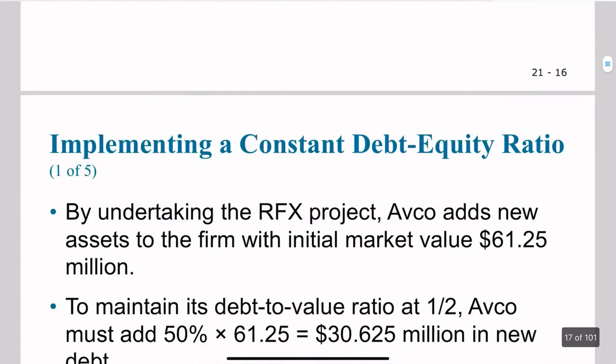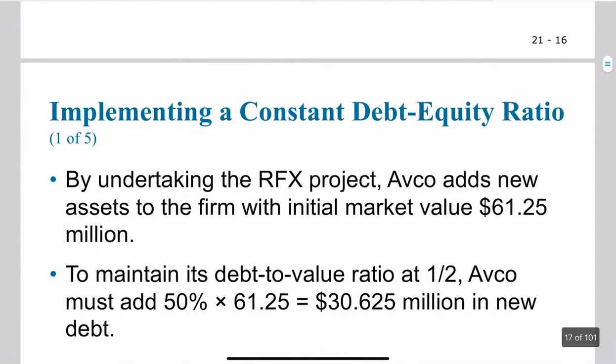Okay, now let's talk about implementation. So you can see that the very crucial assumption of the WACC method is you want to assume the WACC is constant. To get a constant WACC, at least you will want the firm's debt equity ratio to stay constant. Again, let's think about this problem in the context of the Avco example. So by undertaking this RFX project, Avco will add $61.25 million to its assets, right? So what is this number? This number, 61.25, is just the present value of this project.